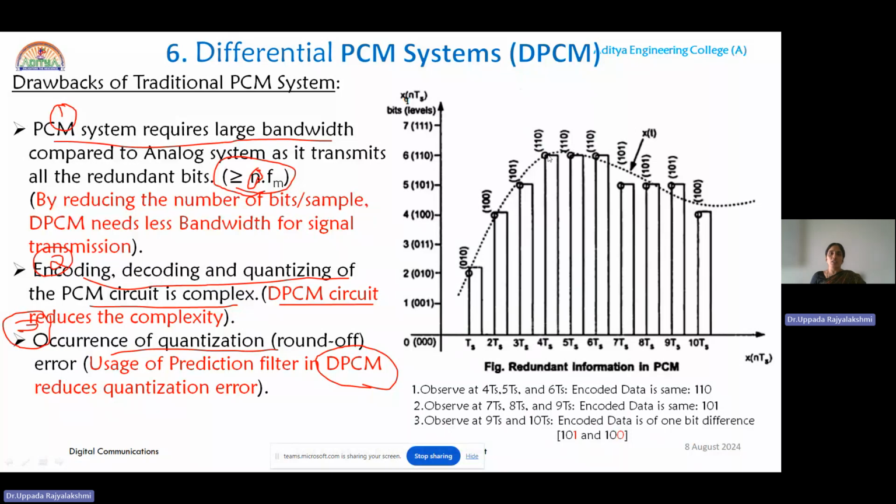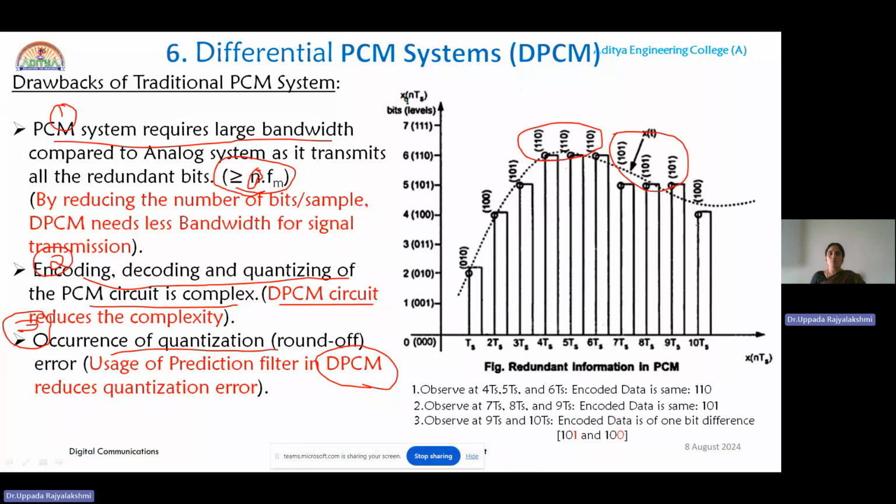That means here you are transmitting this 110 three times. So thrice you are transmitting. This is the main drawback of the existing PCM system. In PCM, we transmit redundant information. Similarly, at 7Ts, 8Ts and 9Ts, the amplitude is 101. So the same amplitude is transmitted thrice, the same as in the case of 4Ts, 5Ts and 6Ts. This redundant information is transmitted in the PCM system.